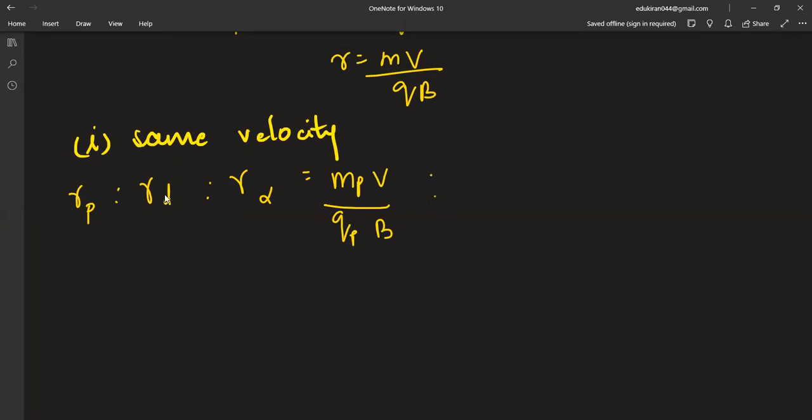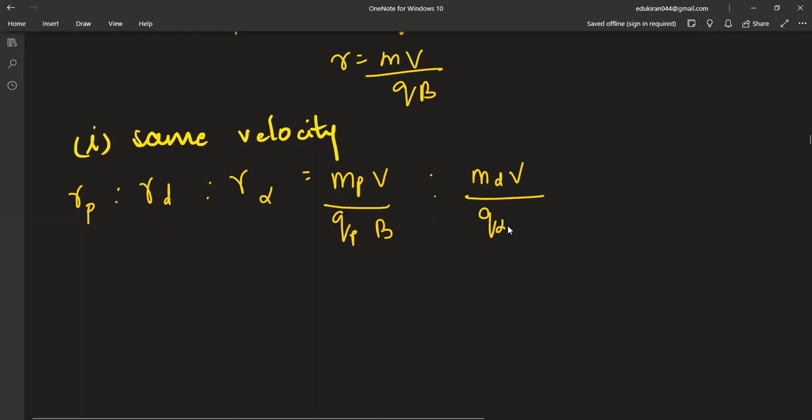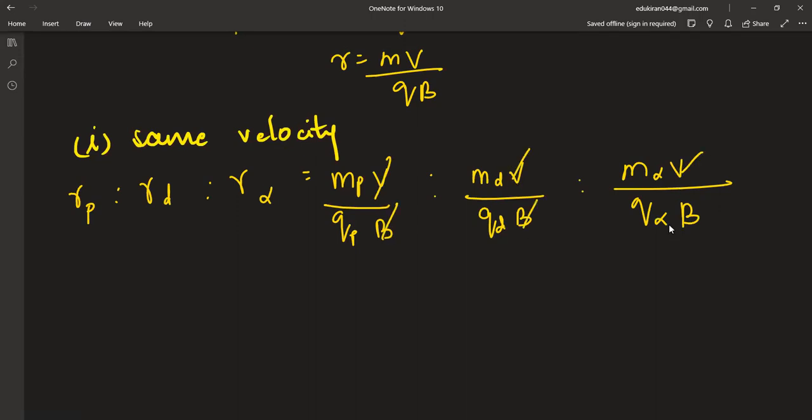Now come to deuteron. Mass of deuteron into velocity, charge of deuteron into magnetic field. Then mass of alpha particle into velocity, charge of alpha particle into magnetic field. See, velocity and magnetic field will be cancelled.